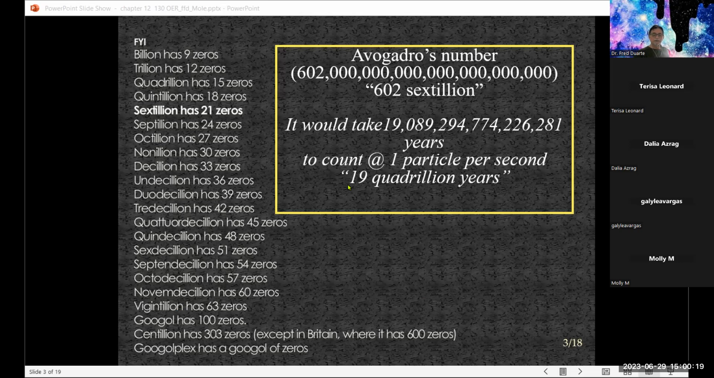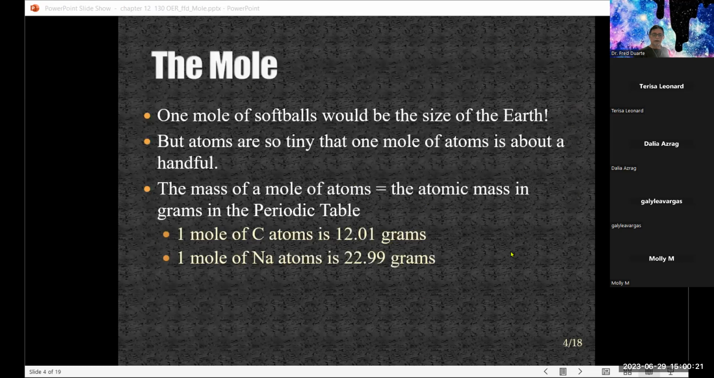Okay, humongous number. Now, another way to look at it, if you had 1 mole of softballs, a softball is a little bit bigger than a baseball, I don't know, maybe about 4 or 5 inches in diameter. If you had 1 mole of those, all those softballs together would be the size of the Earth. That gives you an idea of how big that number is, and also keep in mind we're talking about atoms. And I also hopefully can demonstrate how small these atoms really are.